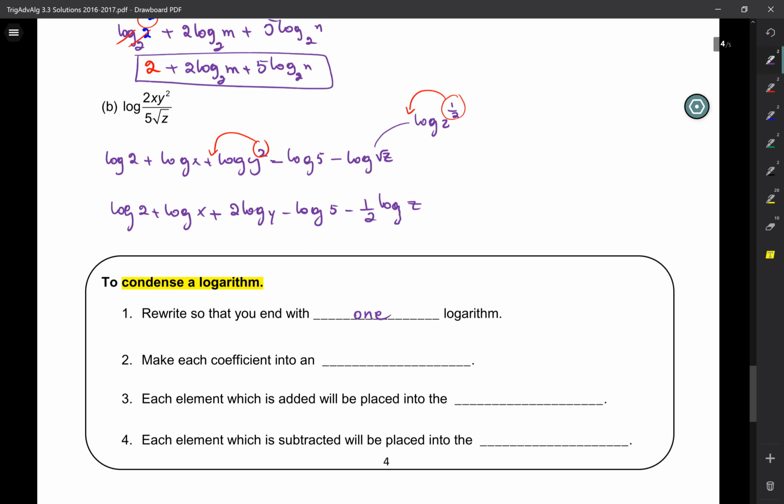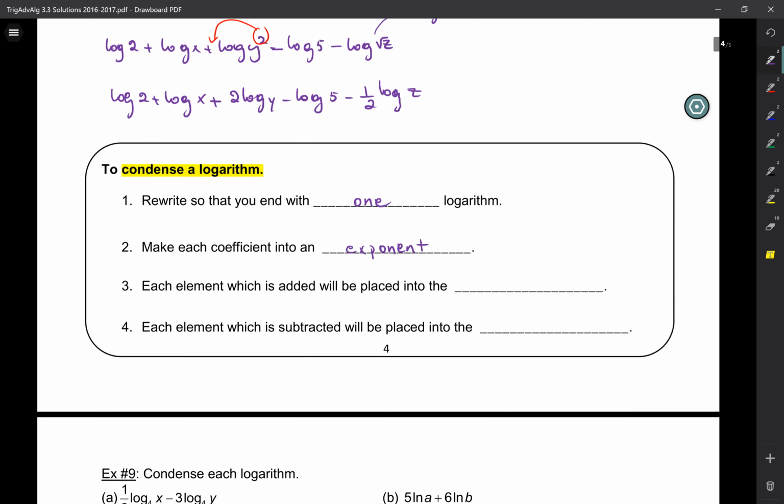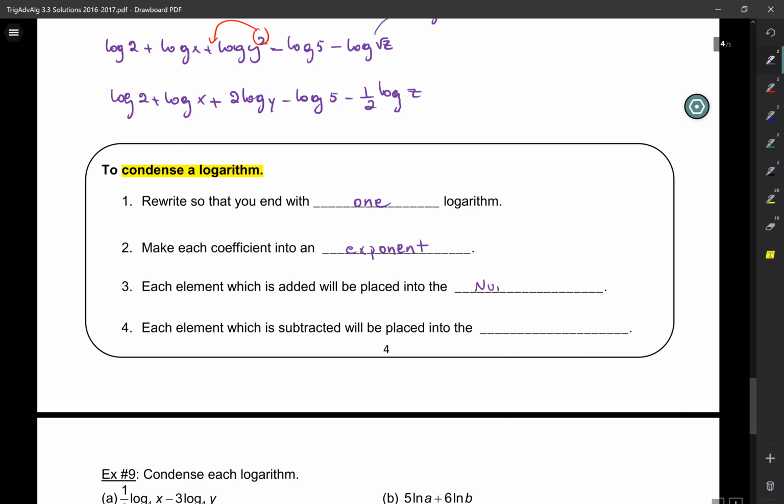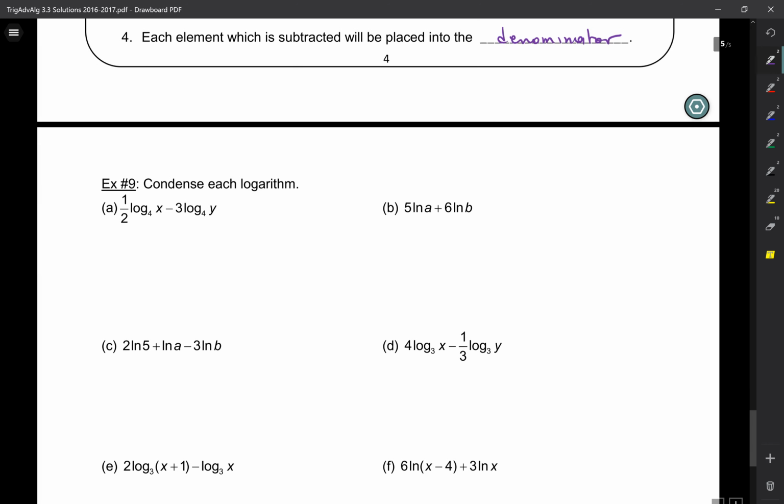Now, if initially each of the exponents were becoming coefficients, and now if I want to go backwards, what is each coefficient going to turn into? An exponent. So each coefficient will turn into an exponent. Each element which is added, so here, what is it? Numerator. Each one that has a plus sign came from a numerator. So now each element that's being added will be placed into the numerator, right? And each element which is subtracted would go in the denominator, right? So everything that you're adding goes in the numerator, and everything that you're subtracting goes in the denominator. Okay? All right. So let's condense this.